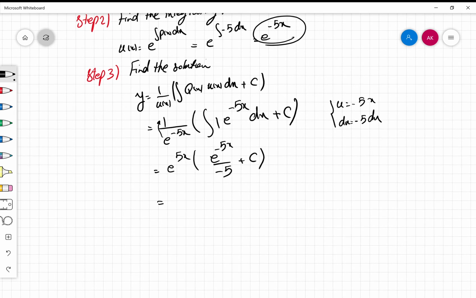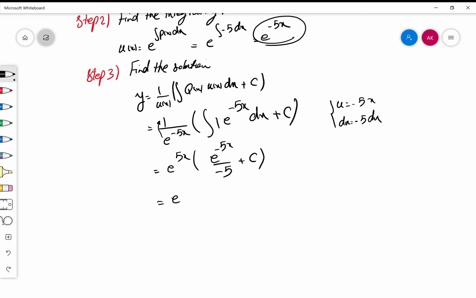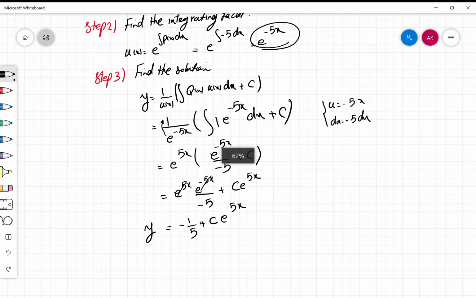Well, then let's multiply this inside. So it is e to the power 5x times e to the power -5x over -5 plus c e to the power 5x. This and that cancel, and we get the general solution is -1 over 5 plus c e to the power 5x. Very nice. So we found the general solution.